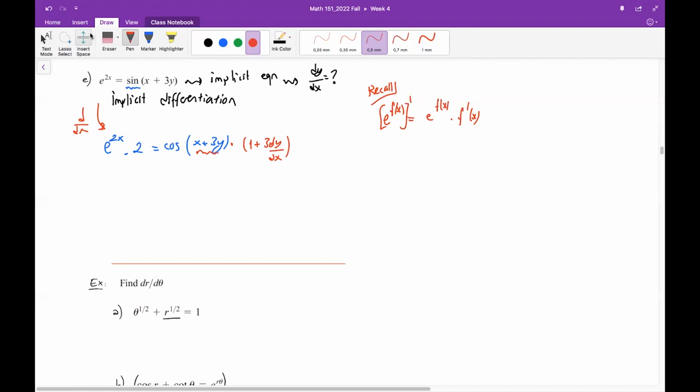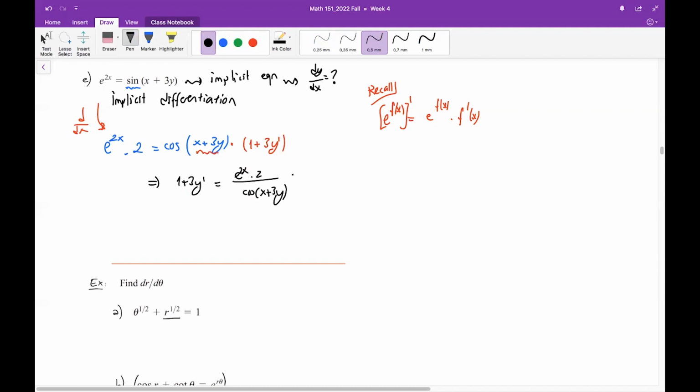That's what we have. Instead of dy over dx, you can use y prime notation. It is easier to write. And from here, we will try to solve for y prime from this equation. So what we have, 1 plus 3y prime is e to the power 2x times 2 over cosine x plus 3y.